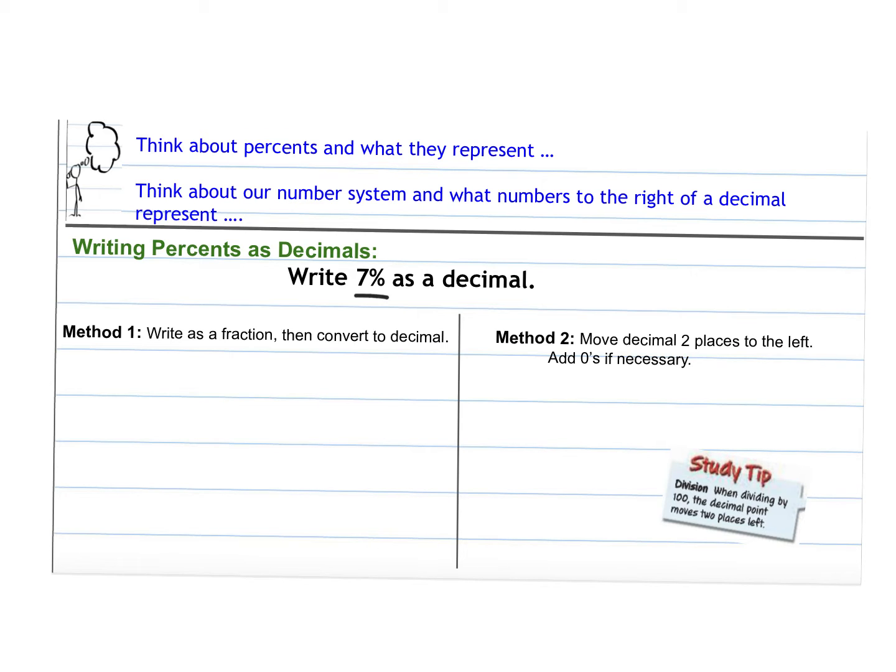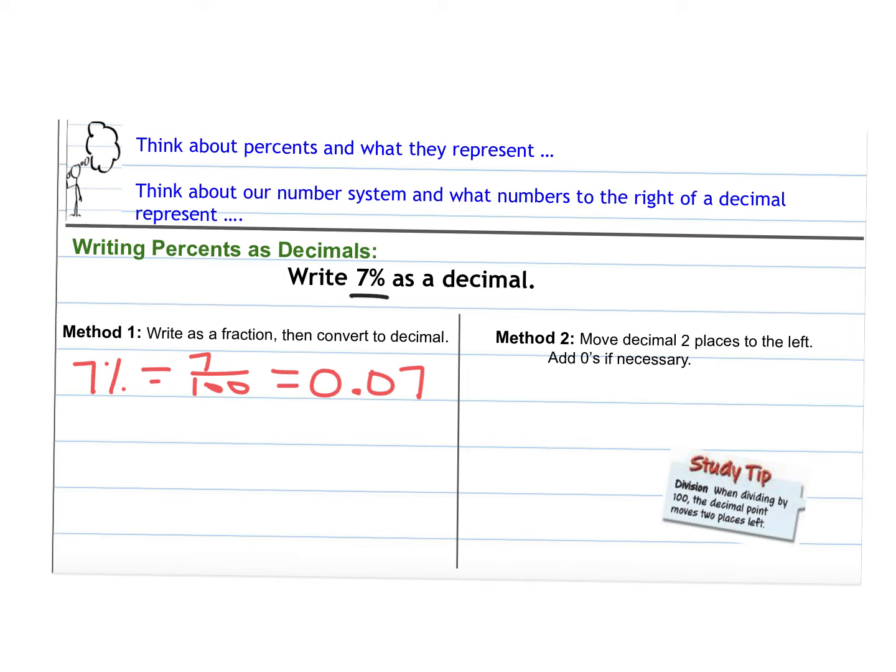So if we have 7%, we want to write that as a decimal. There's two different methods. First one, we can write it as a fraction and then convert to a decimal, because we already know how to convert between fractions and decimals. So 7% we know is written as 7/100, because percents are out of 100. 7/100 cannot be simplified anymore. Because it's hundredths, I know it would be written as 0.07.